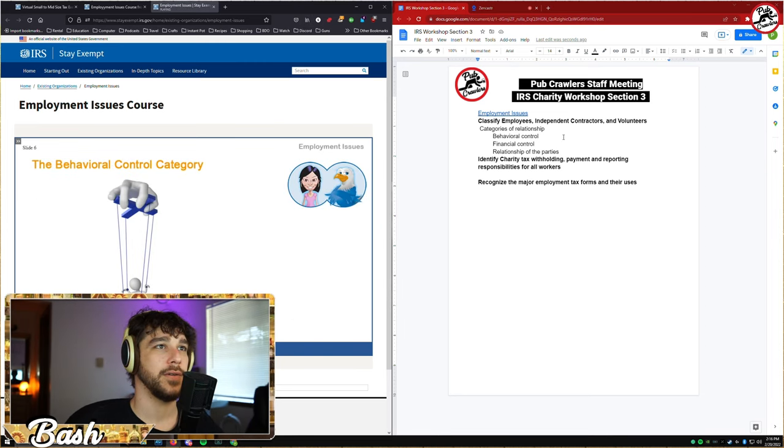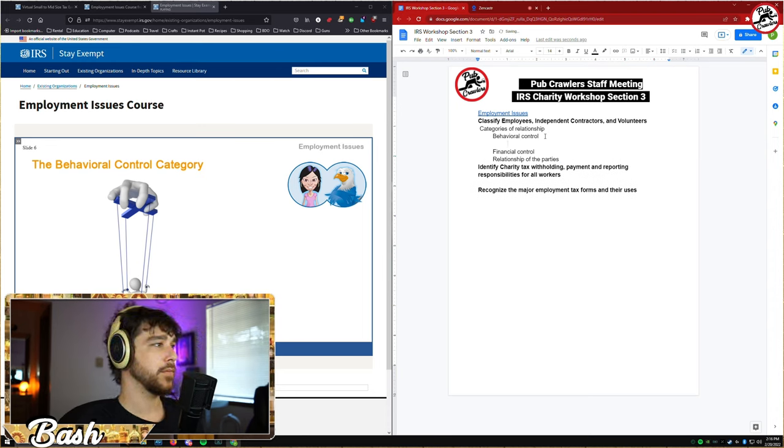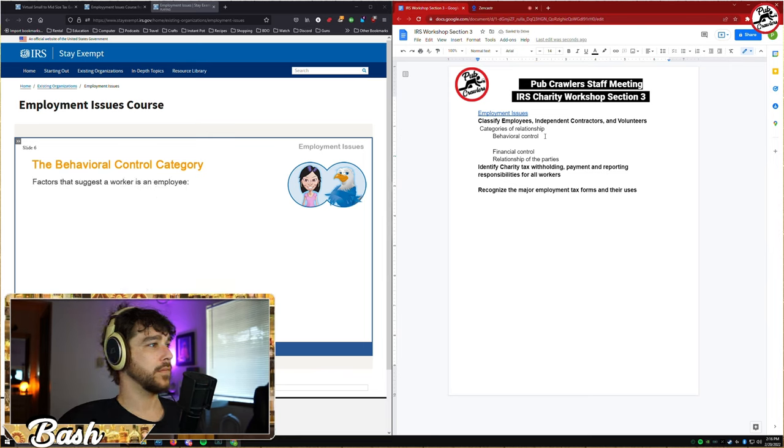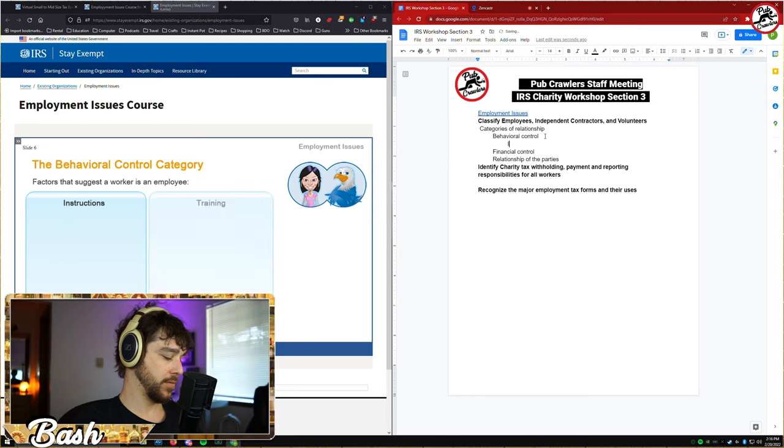What's behavioral control? All right, moving on. How do you quantify it? Behavioral control is how much your 501c3 controls its worker's behavior while he or she completes work-related tasks. You can figure your level of control by considering two factors, instructions and training.